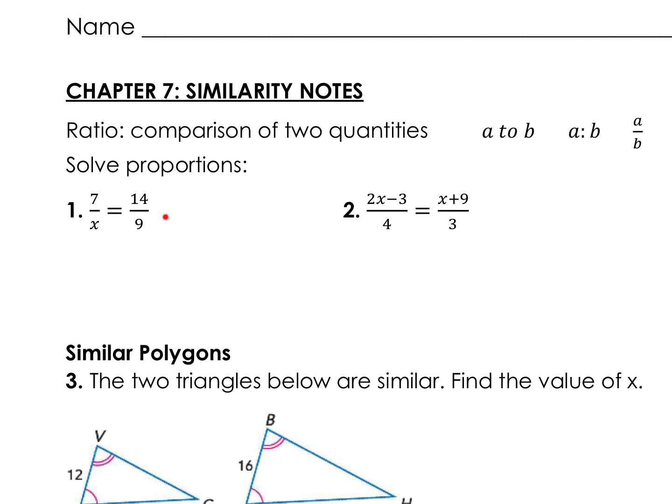7 over x is equal to 14 over 9. The way that we would solve it is by cross multiplication. 7 times 9 is 63. 14 times x is 14x. Divide both sides by 14 to isolate that variable, and we end up with x being equal to 9 over 2, or 4.5.